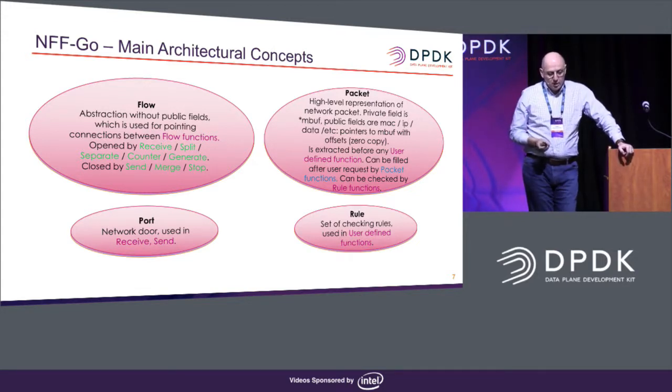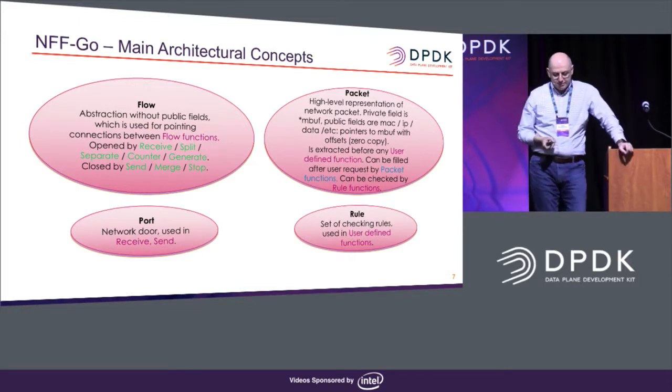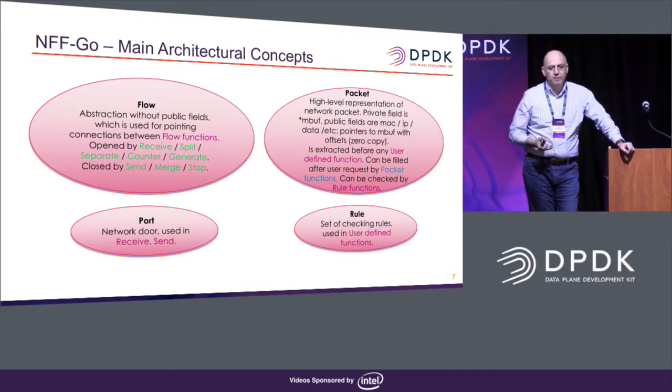And there's the abstraction of a packet, which is a high-level abstraction of a packet, practically the pointer to the MBUF from DPDK. You can get all the needed information, MAC, IPs, data, etc., from the MBUF with the offsets. And this is automatically extracted by the framework before any user-defined function kicks in.